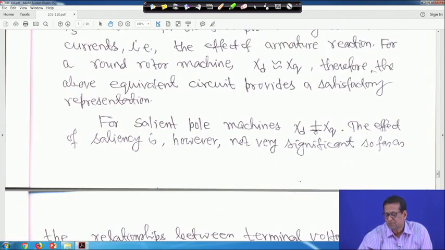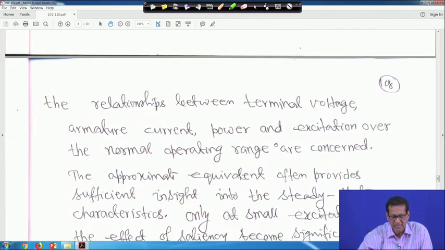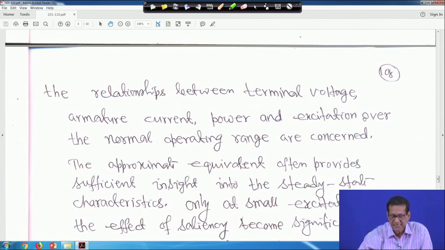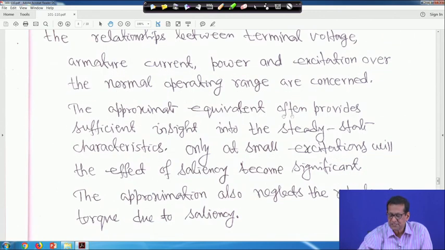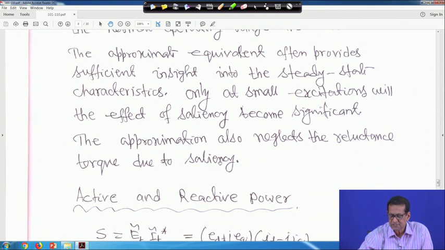For a salient pole machine, of course, xd is not equal to xq. The effect of salience is however not very significant, so far as the relationship between terminal voltage, armature current, power and excitation over the normal operating range are concerned. The approximate equivalent circuit often provides sufficient insight into the steady state characteristics. Only at small excitations will the effect of saliency become significant. The approximation also neglects the reluctance torques due to saliency.